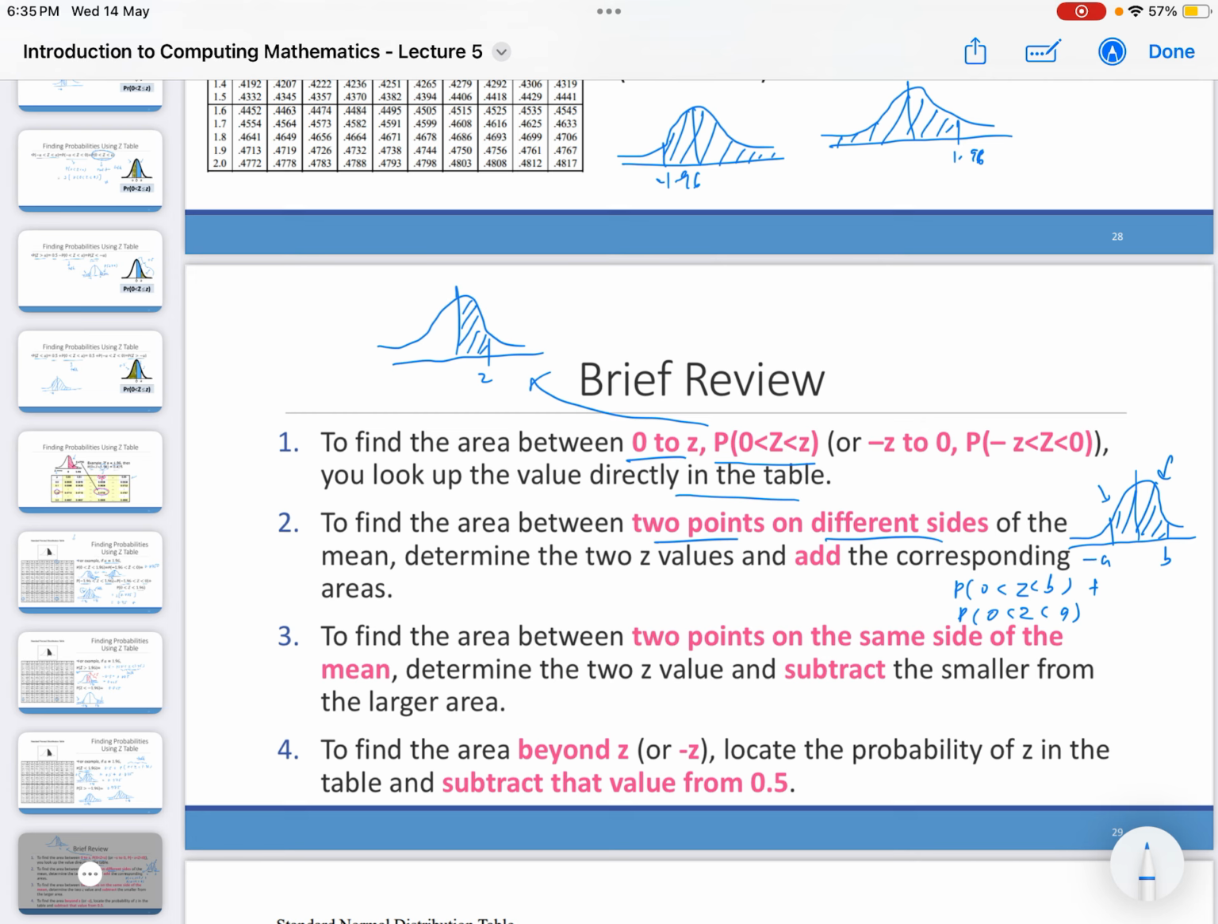Okay, this one is actually negative a. And then for 3, to find the area between 2 points on the same side, determine the two z values and then subtract the smaller from the larger area. So this one is actually, we have the same side.